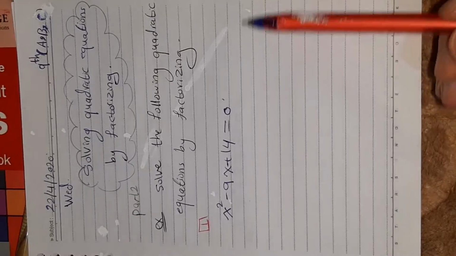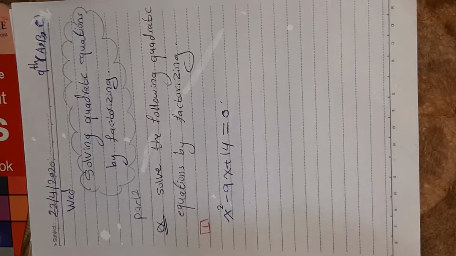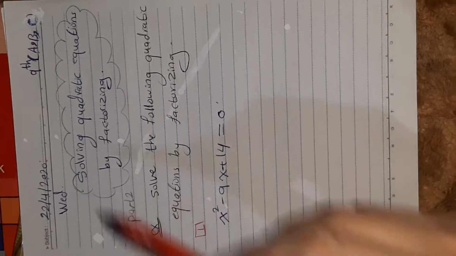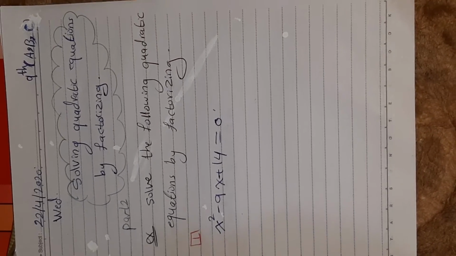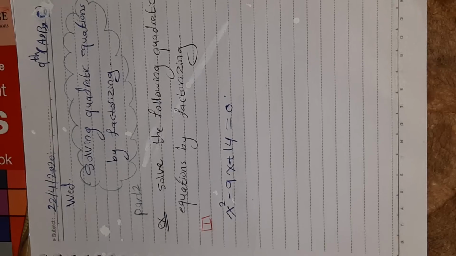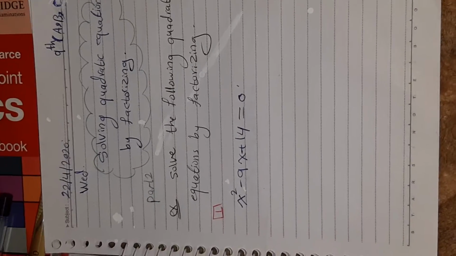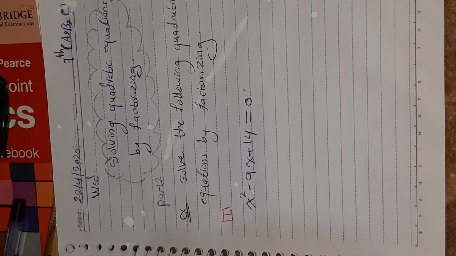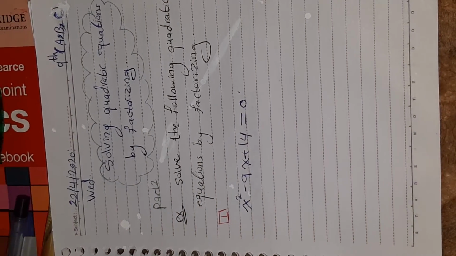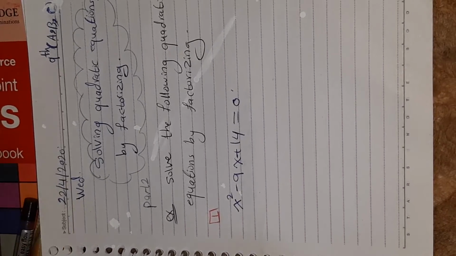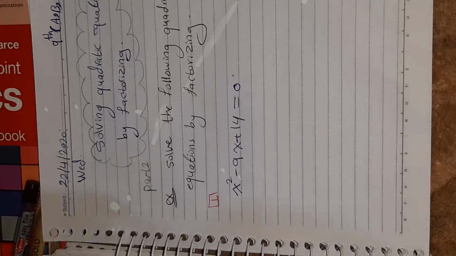We will continue talking about solving quadratic equations by factorizing. Why by factorizing? Because there are many ways to solve quadratic equations. One of them is to use the general formula, or completing the square, or factorizing. In ninth grade, we will focus on how to solve quadratic equations by factorizing.